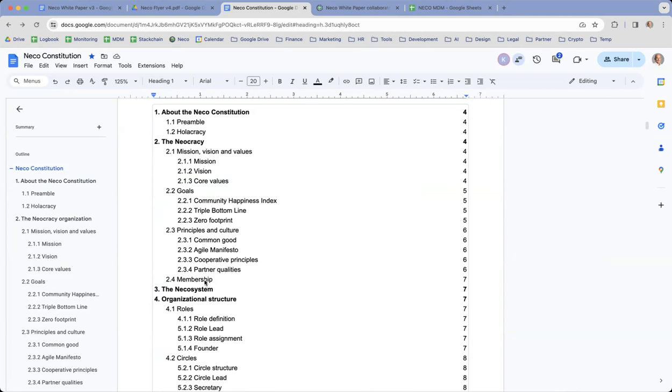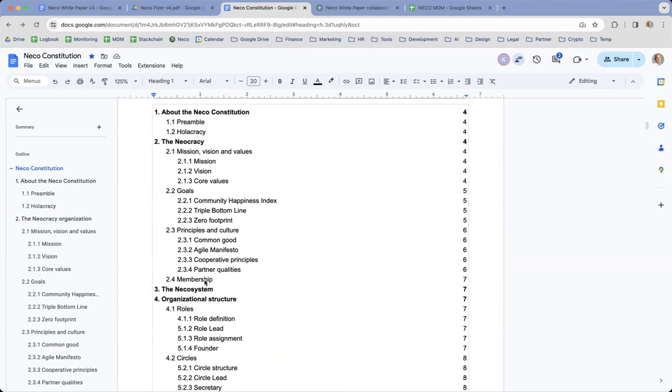We'll talk about membership here, so how you become a member of the neocracy. Everyone who signs up for Neco is considered a member in this organization, and you have a vote. Voting rights are tied not to the token, they are tied to your membership. That's a very important thing.